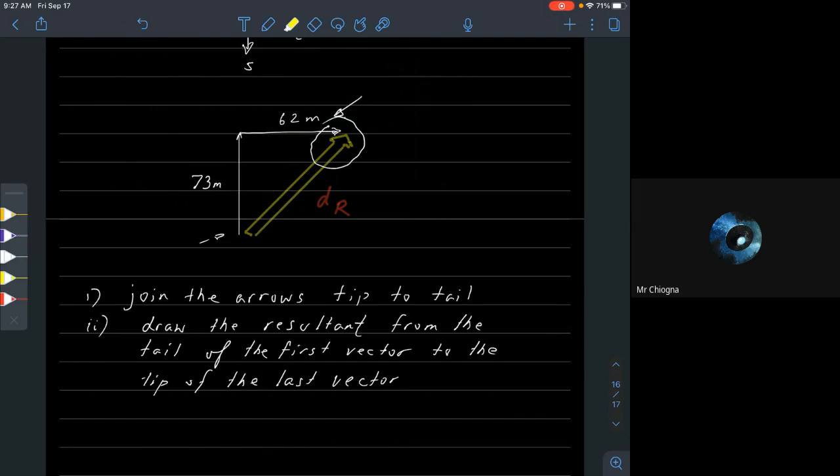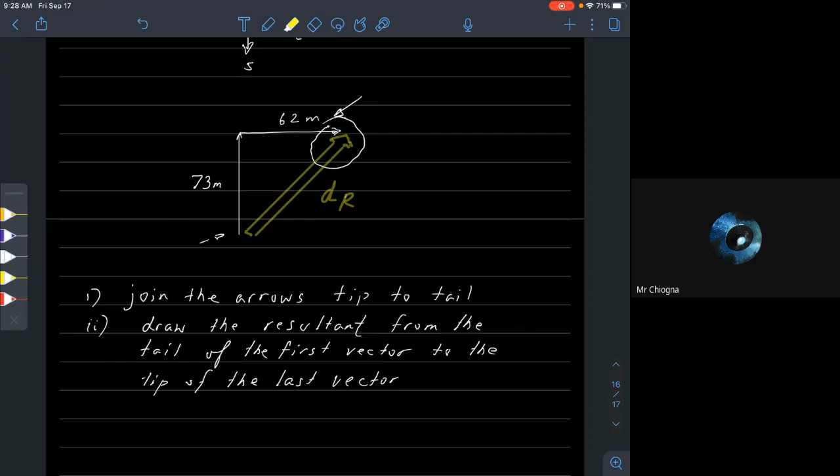Is that clear? A little better? I'll try to use yellow. I like red, but it doesn't show up that well. Okay, so that's how you draw it.